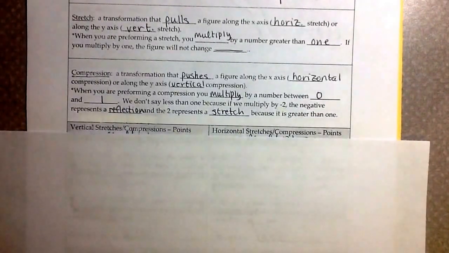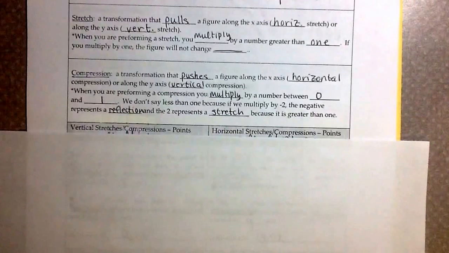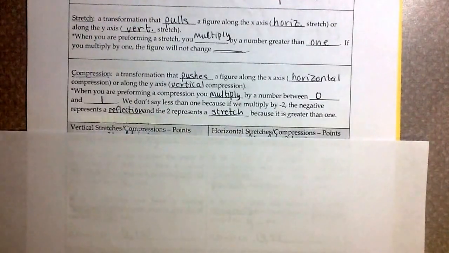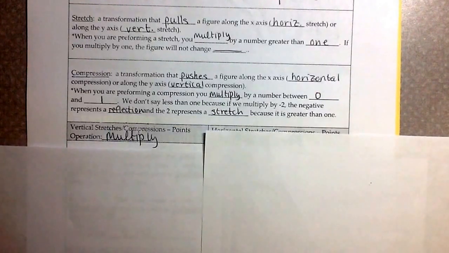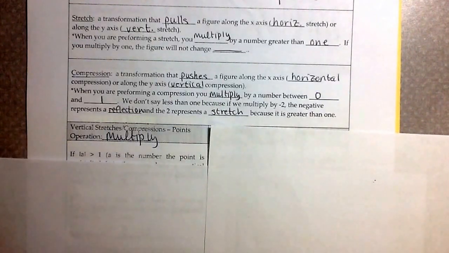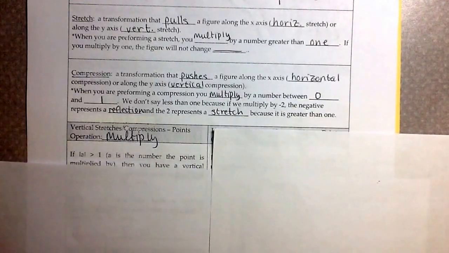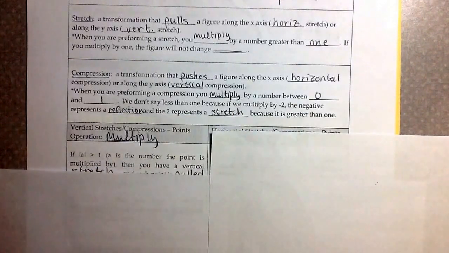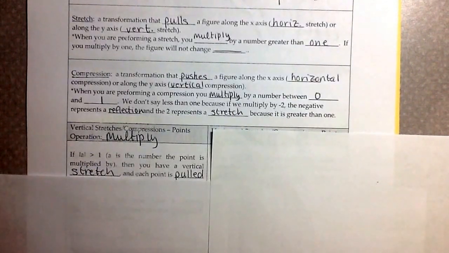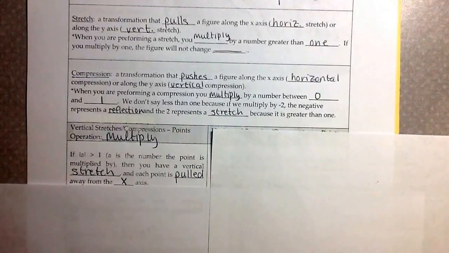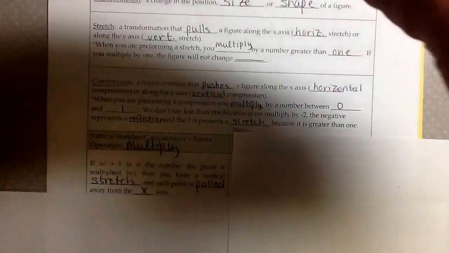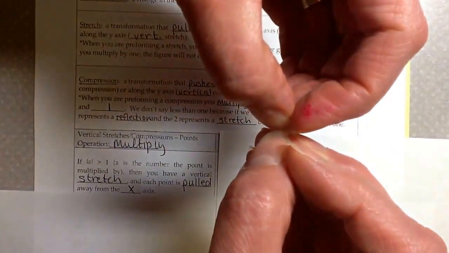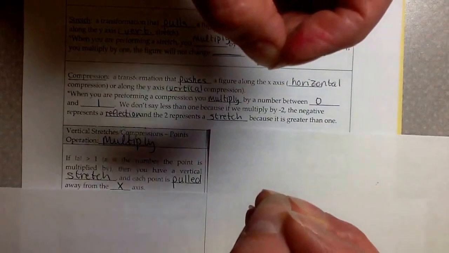Okay, if we look at vertical stretches or compressions, this is with points, the operation we do is to multiply. So if the absolute value of A is greater than 1, and again, A is the number the point is multiplied by, then you have a vertical stretch. And again, each point is pulled. Another way you can think about it, when you're stretching vertically, you're going this way. So think of where the x-axis is. You're pulling it away from the x-axis.